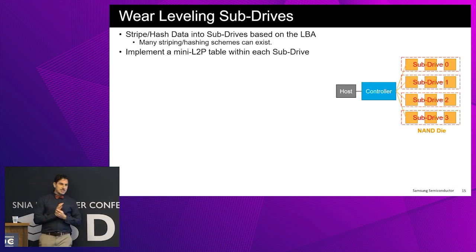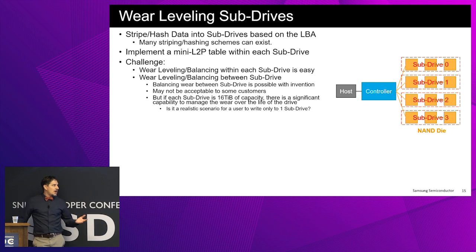Another option, instead of increasing our L2P table entry size, is that we would look at some wear leveling subdrives or some domains that we look inside of. So this is another solution that we can evaluate. So we would stripe or hash the data into these drives based on their LBA. And there's a lot of schemes that can exist. Within those subdrives, of course, we can implement a miniature L2P table within each subdrive.